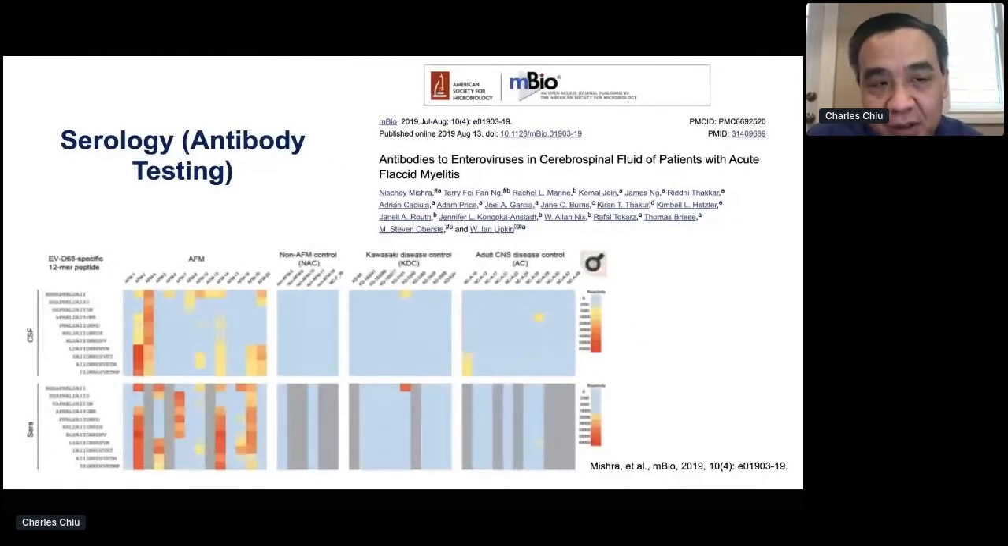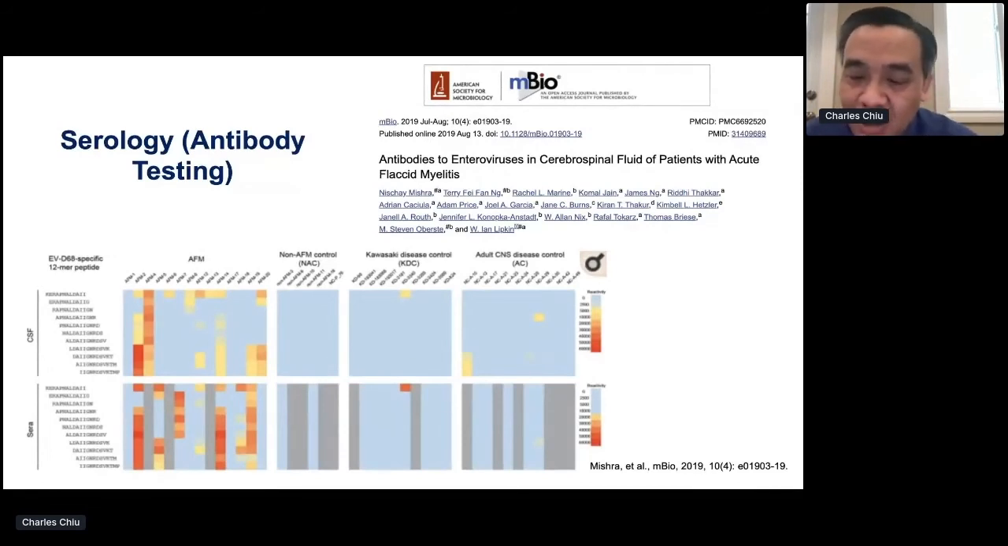One is the idea of using antibody testing or serology. This was a paper published by Ian Lipkin's laboratory and colleagues at Columbia, where we can see that the group was able to identify antibodies to enteroviruses specifically in spinal fluid. In addition, they identified specific peptides that were enterovirus D68 specific, not only from spinal fluid but potentially from serum, raising the possibility that we could have an antibody test that can diagnose D68 directly from a blood draw.